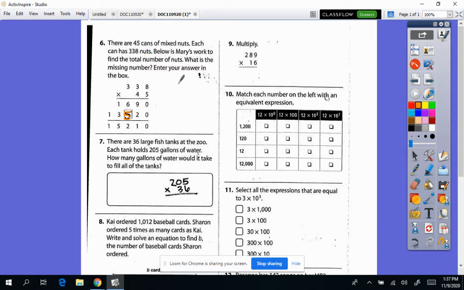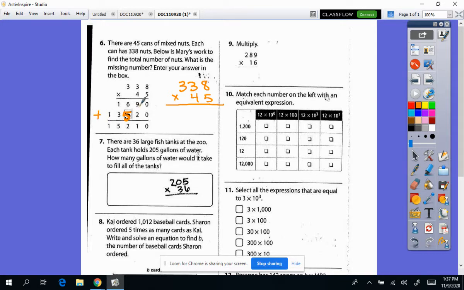So as I mentioned, you can set up your own multiplication problem. You can go through and check Mary's work here to make sure that you get the same partial products. And when you get to this part, you will realize that a 5 goes here. Or you can also take a look at these partial products. You know that you're adding them.